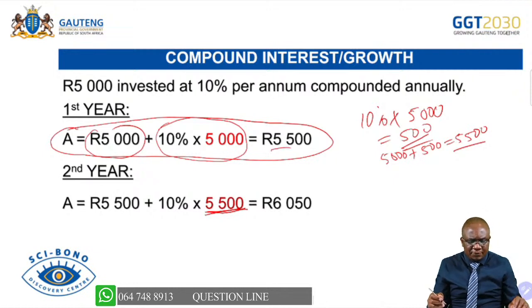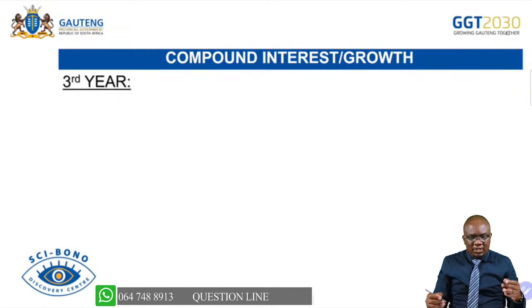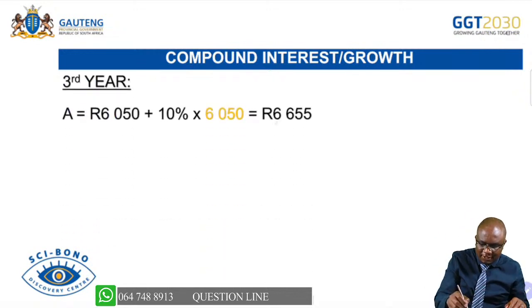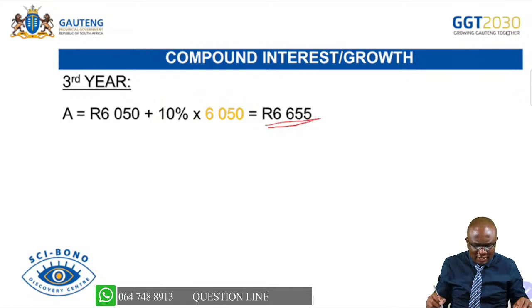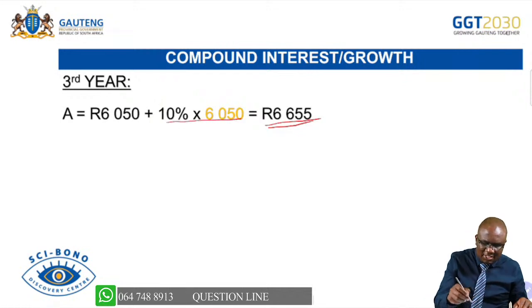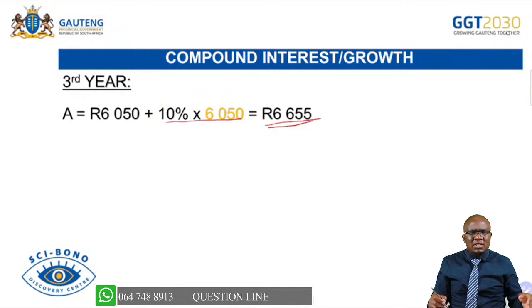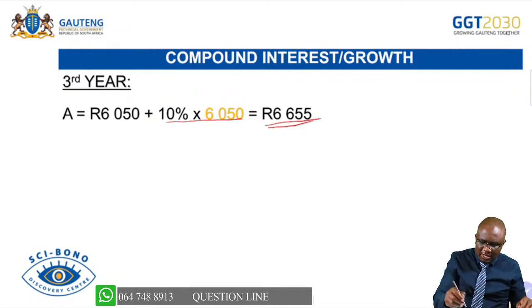And then the second year is now the new balance. What about the third year? It will be 10% of 6,050. Do you see that? So it means it's 10% of the new balance. We are getting an even higher amount. Compound interest is interesting. Okay, we're getting more money. So 10% of 6,050. See, the balance is changing. By simple interest, it was always 10% of 5,000, 10% of 5,000, 10% of 5,000.